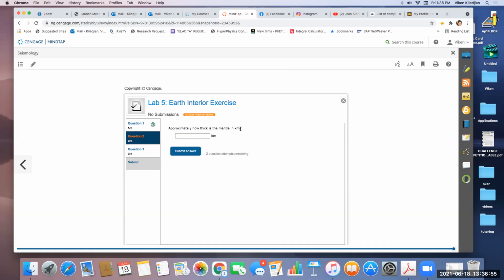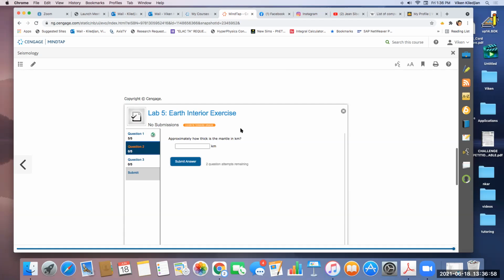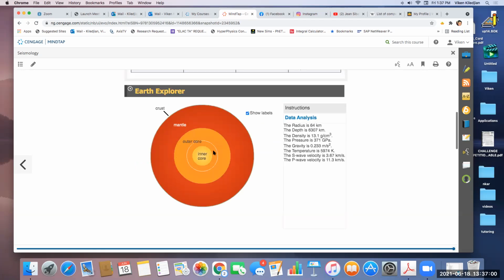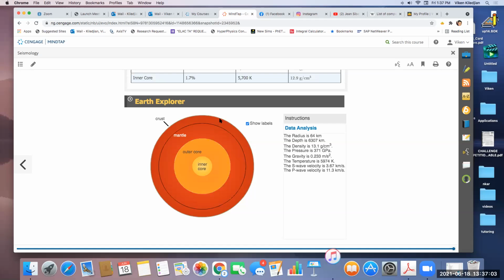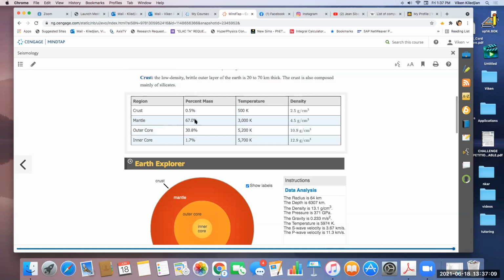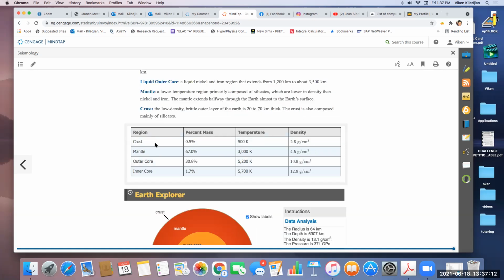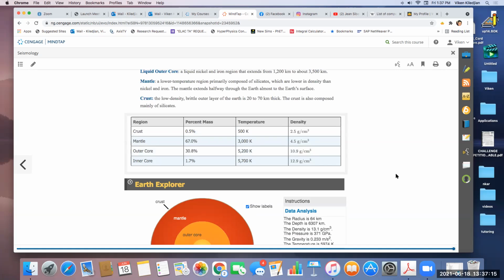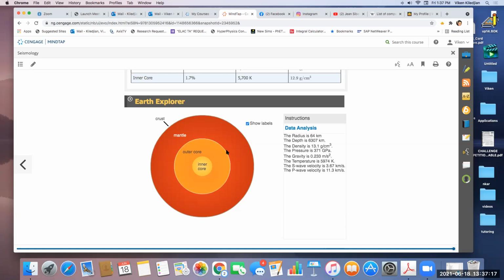Approximately how thick is the mantle in kilometers? So that means they want to know the mantle from here all the way to here. What is that? So how would you do that? Well, the information here you can't use. Maybe you can take a picture like this, right, and then showing the radius, right there. And then go all the way to here, show the radius, and then subtract them. You see? Or you could use the depth.